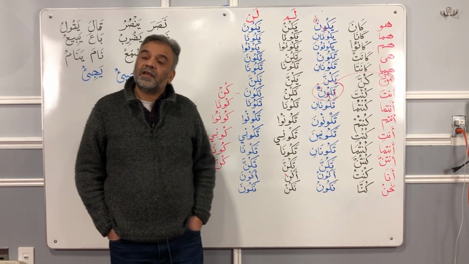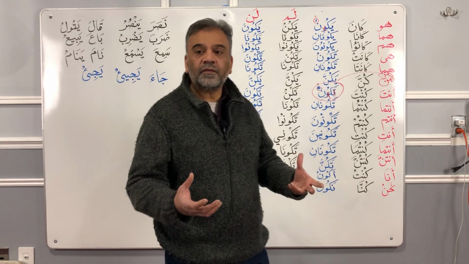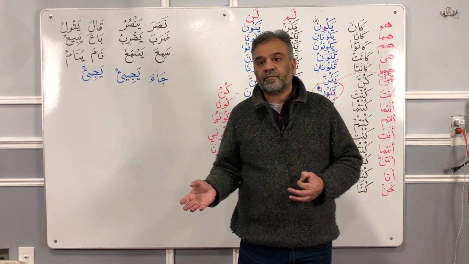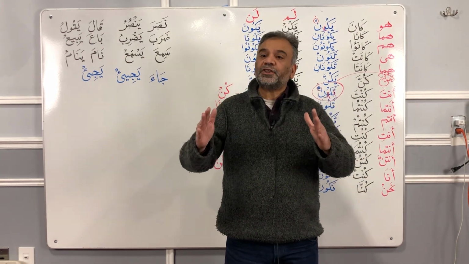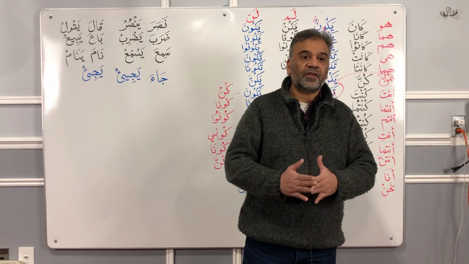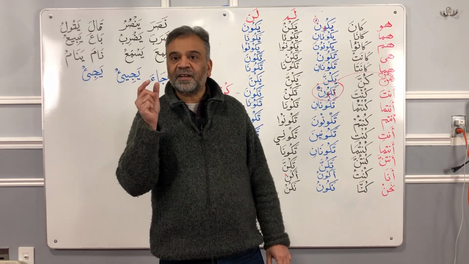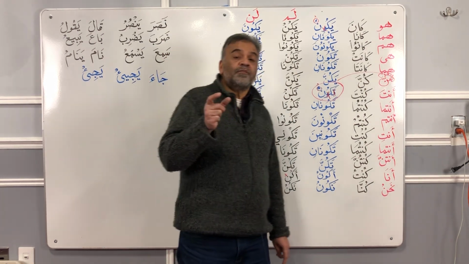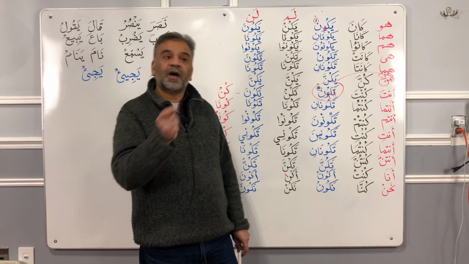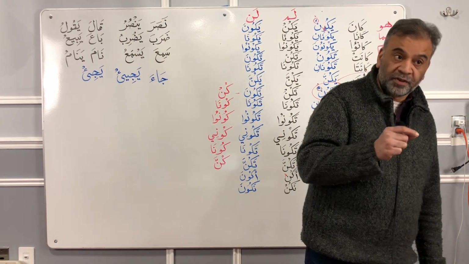When we look at the meaning of kana, it does not provide us the full sense of the verb. For example, when I say jalasa, jalasa means he sat. So I know the action of sitting has been performed. But when I say kana, he was or he became, there is still some ambiguity in people's minds. So what follows kana? With kana comes ismu kana, and ismu kana is marfu, and then will be khabar kana, and khabar kana will be mansub, right?